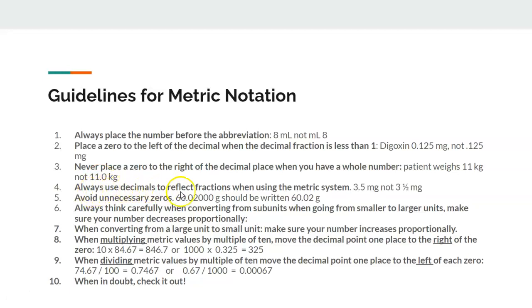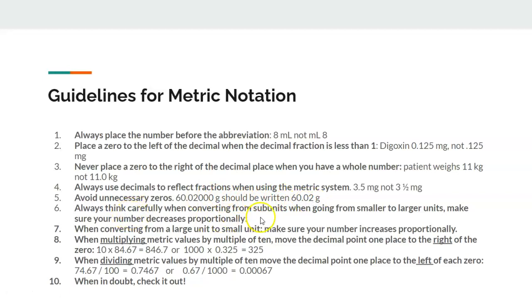Always use decimals to reflect fractions when using the metric system, like 3.5 milligrams, not 3 1/2 milligrams. We never use fractions in that. Avoid unnecessary zeros. Here's an example: 60.02000. Why do we need those zeros there? It's just confusing. It should be written as 60.02, okay?